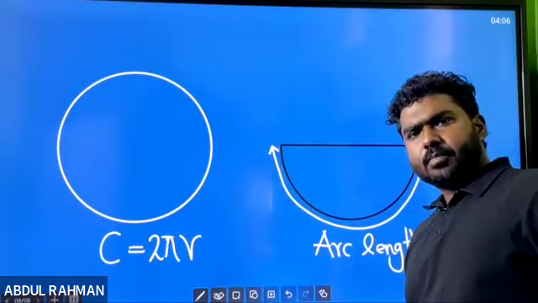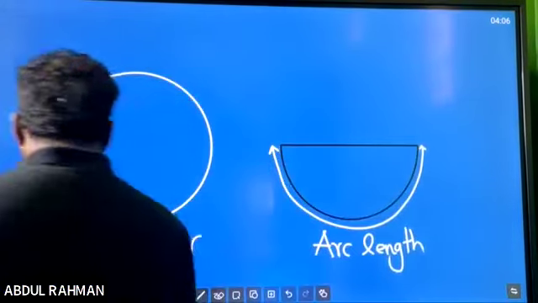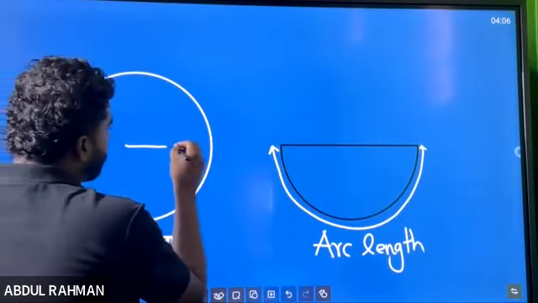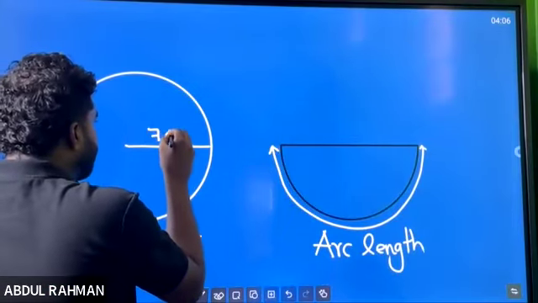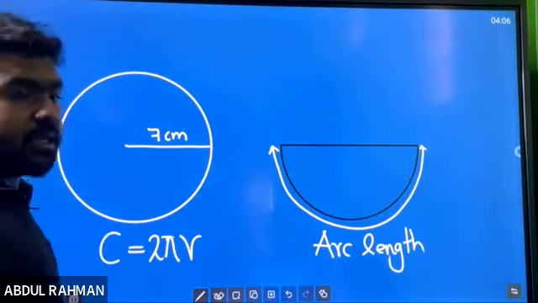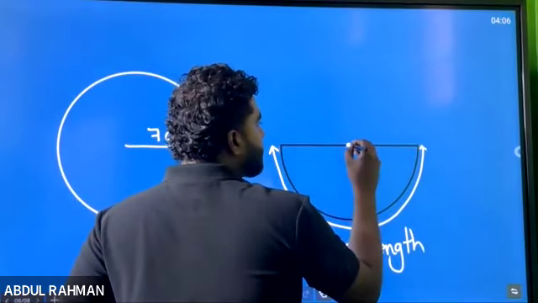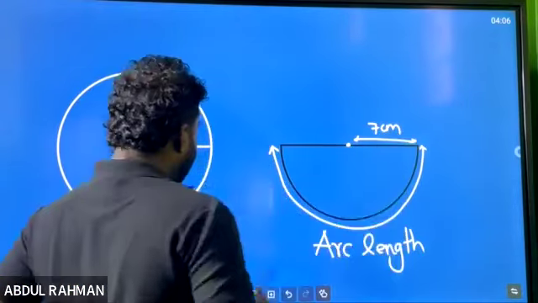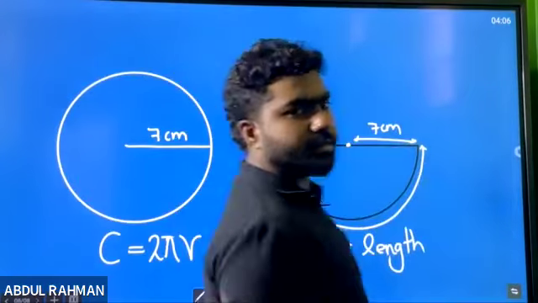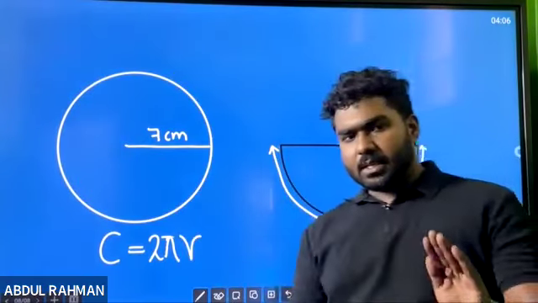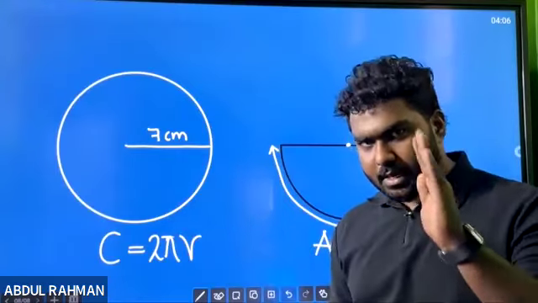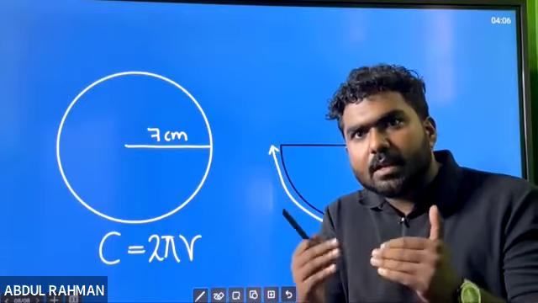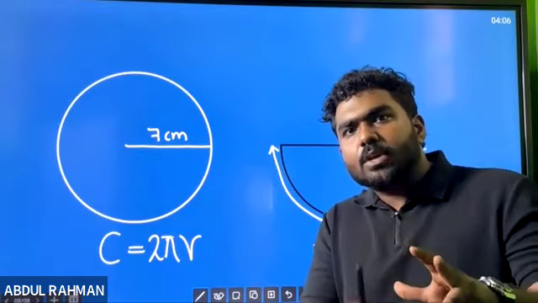Compare these two diagrams. Both the diagrams are the same diagram. This has a radius of 7 centimeter. This is also having a radius of 7 centimeter. This is 7 centimeter. This is also 7 centimeter. Now I'm asking you, when you think, you will understand it.